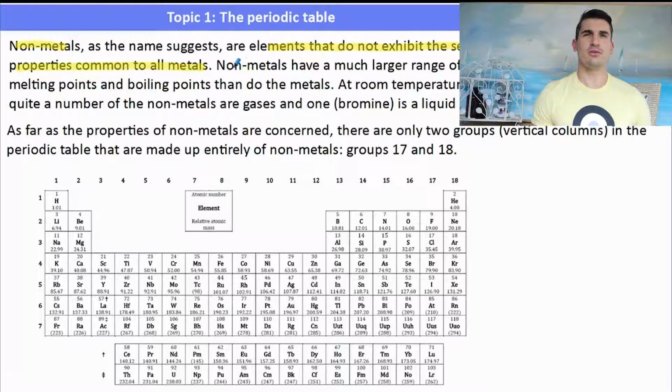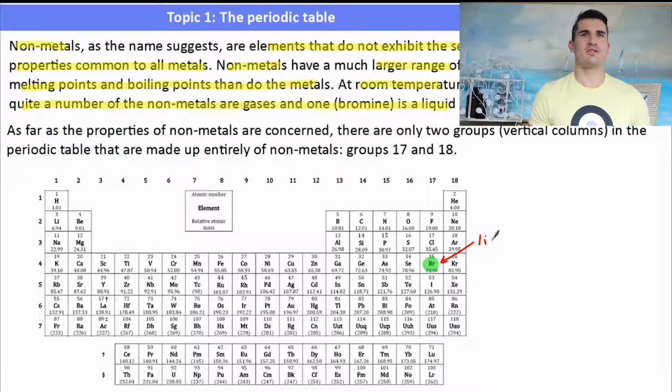So non-metals, as the name suggests, are elements that don't display the same set of properties as the metals. Non-metals have a much larger range of melting and boiling points at room temperature, and quite a few of the non-metal gases are gases at room temperature. Bromine is actually a liquid at room temperature as well, and I've marked that in green.